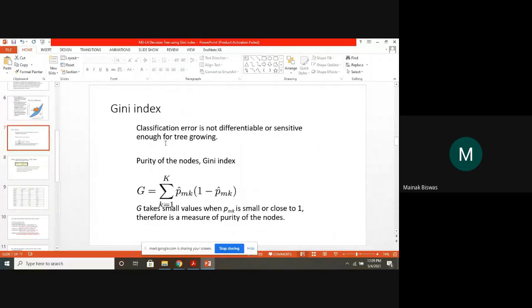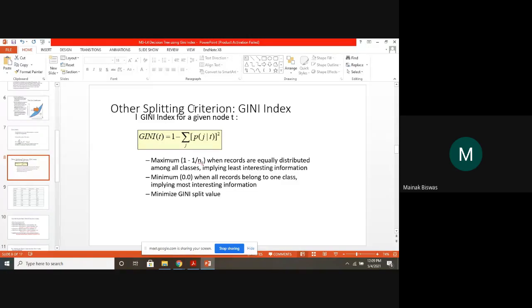So for the Gini index, how do we compute this area? The purity of the Gini index is computed this way: the probability of 1 is multiplied by 1 minus the probability of that part. So if it is close to 1, the node becomes much purer.